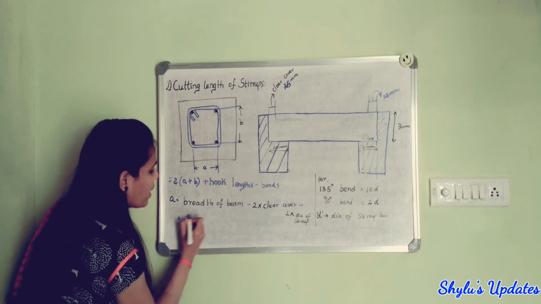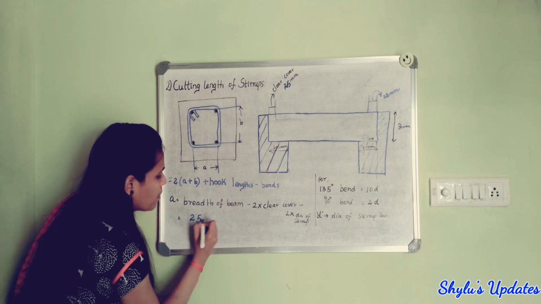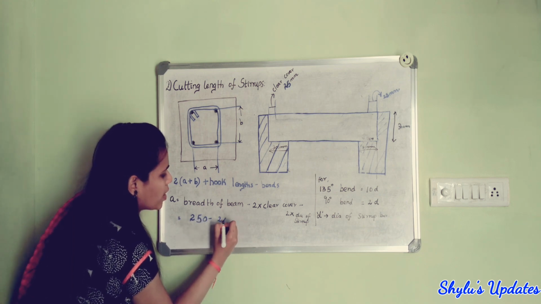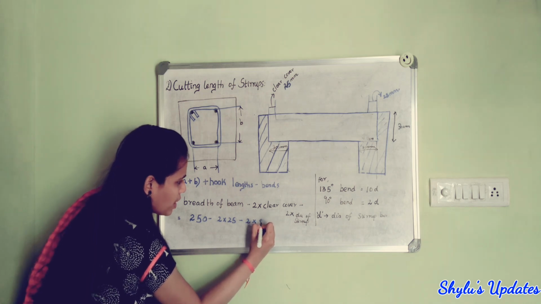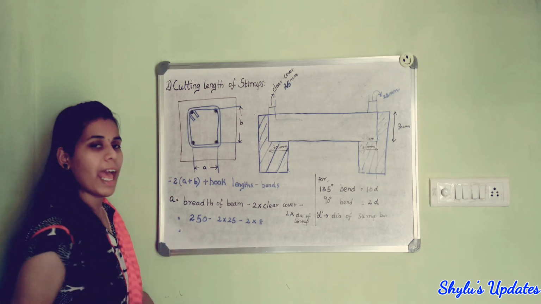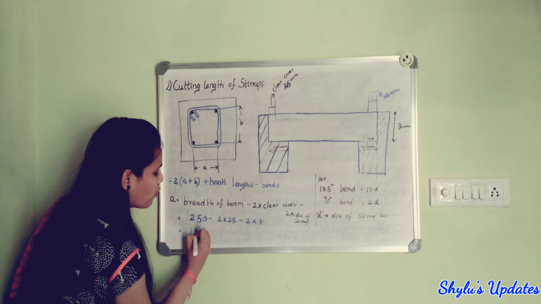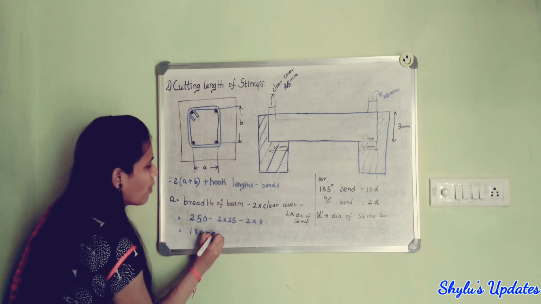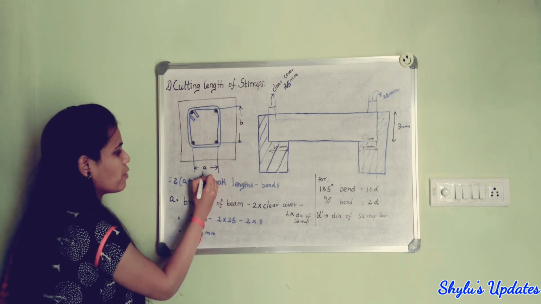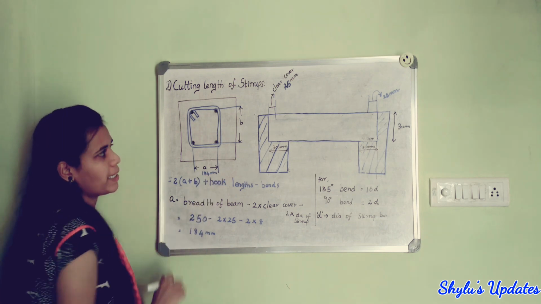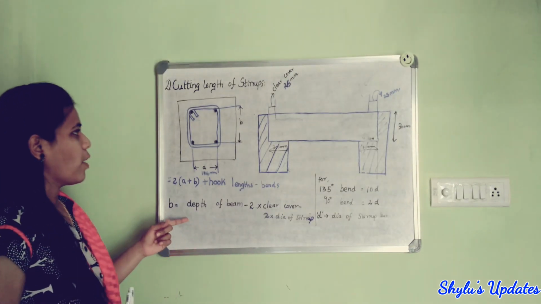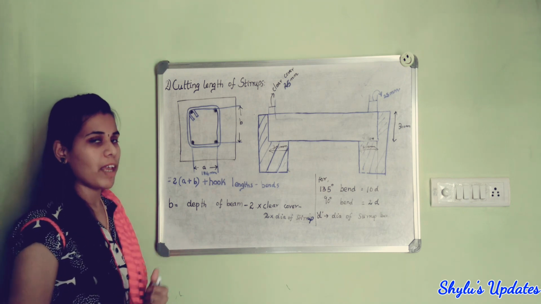So what's the breadth of beam? Breadth of beam is 250 mm, minus 2 into clear cover 25, minus 2 into dia of stirrup. So when we solve this, we get the answer 184 mm. So the value for A is 184 mm. Now we have to find the value for B. B value is also the same as A, we have to calculate.